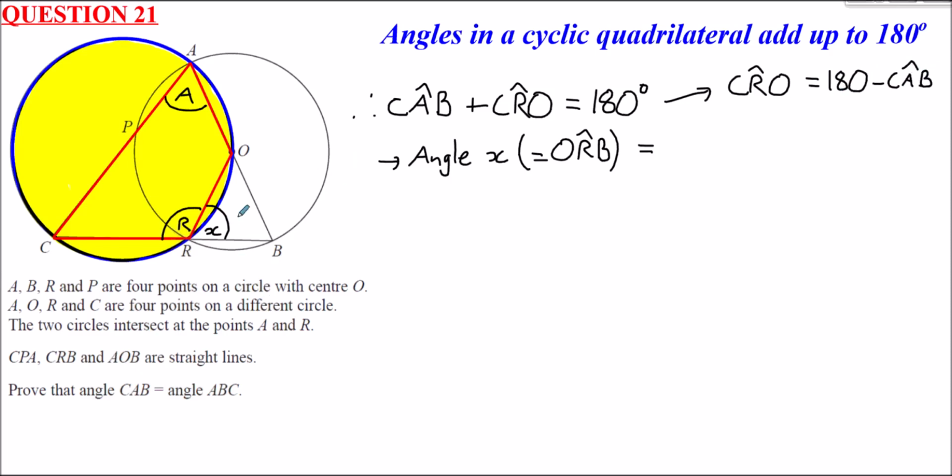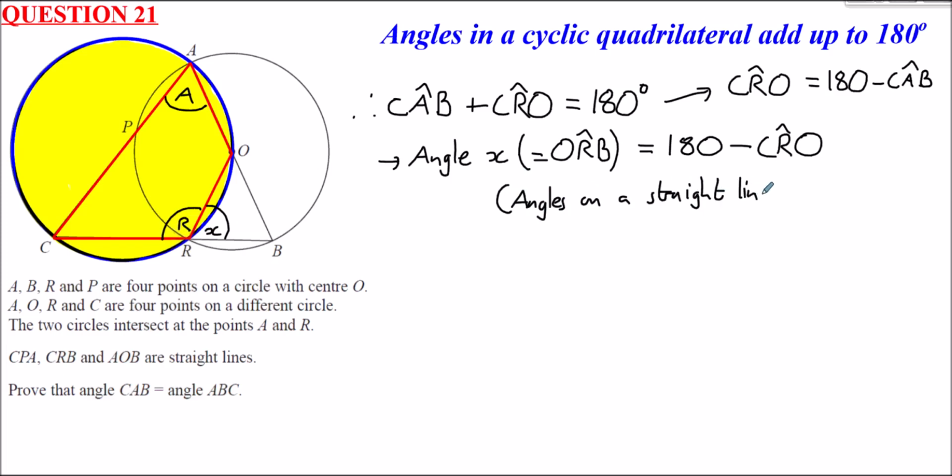Going back to what I was saying here, angle X and angle R lie on a straight line. So angle X will be 180 degrees minus CRO. And at this point, just to justify our reasoning, we can say why this is the case. It's because angles on a straight line add up to 180 degrees. So it doesn't hurt to just prove to the examiner that you know exactly what you're doing.